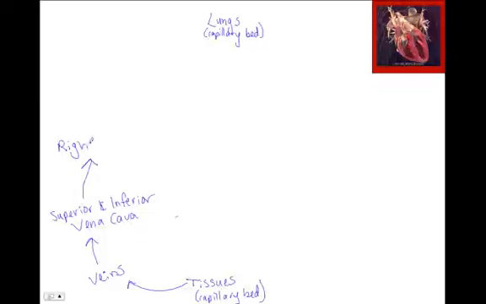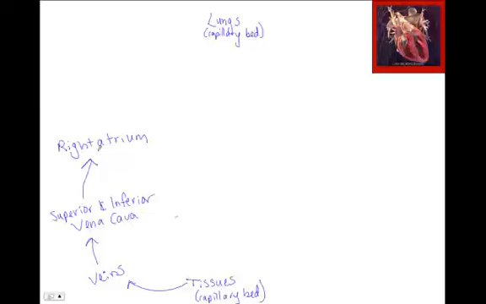Now, as they do that, again, just as a reminder, the superior vena cava is going to be bringing that deoxygenated blood from the upper portions of the body, from the chest and the upper limbs and the head. And the inferior vena cava is going to be bringing in that blood from the abdominal area and then from the lower limbs and some of the chest region, and again up into the right atrium.